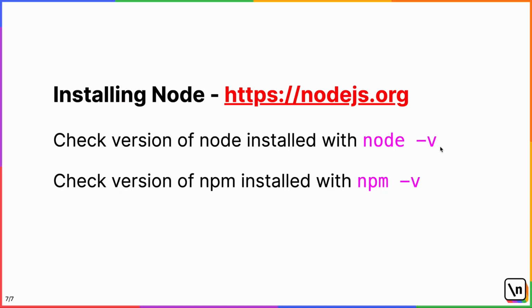An easy way to verify if Node is installed in your computer is to run the following command in the terminal, node -v, which will tell you the version of Node installed. NPM is installed as part of Node, but to also verify its availability, we can check for its version number with npm -v.